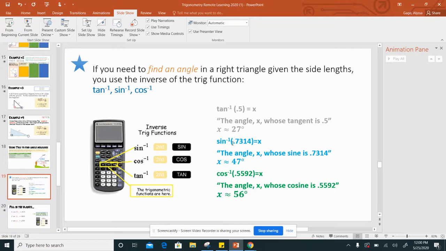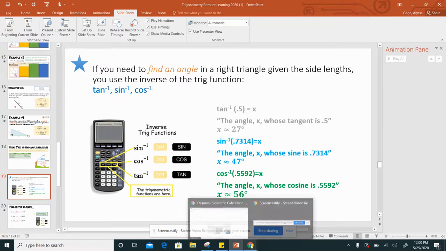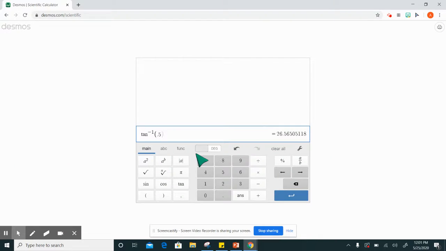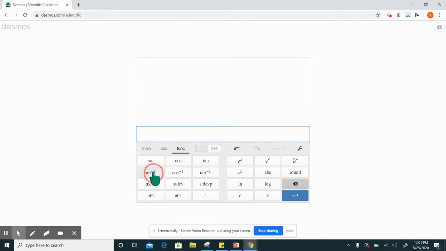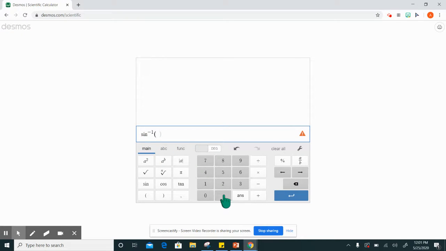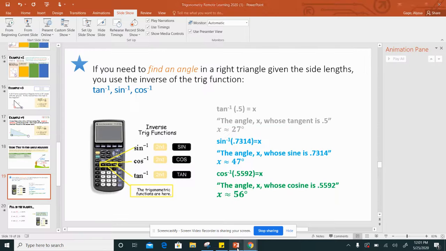Let's try this next one. So inverse sine of 0.7314. If you're using this type of calculator, you would hit second, sine, and then 0.7314. If you're using the Desmos scientific calculator, let's try that out. I'm going to clear. I'm going to hit function, inverse sine, and I got to go back to the main screen, and I think it was 0.7314. I hope I'm right. I think that's it. And you get about 47 degrees.